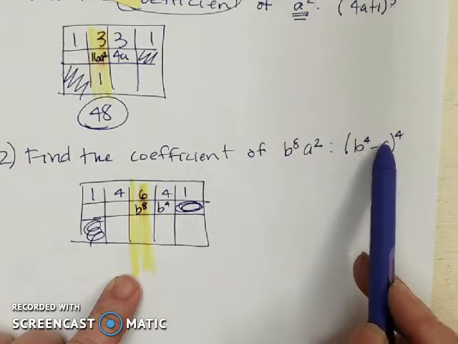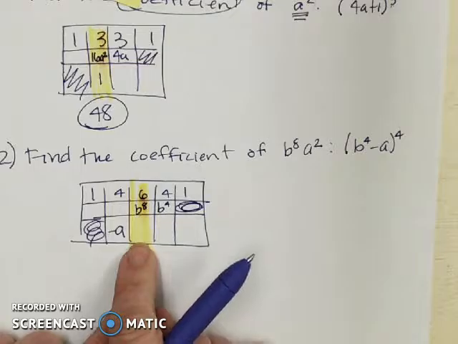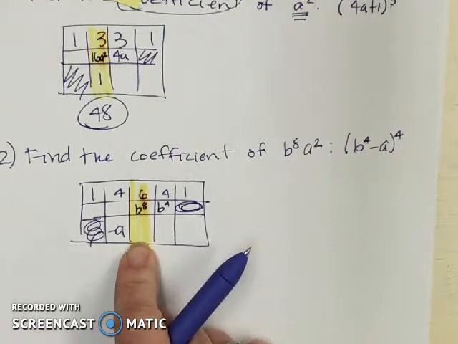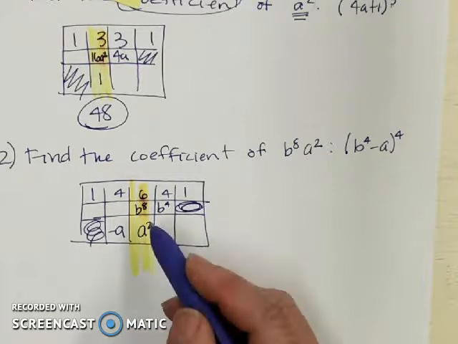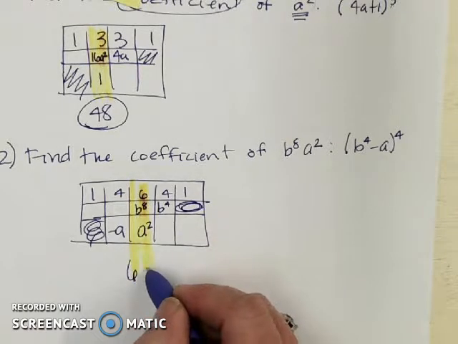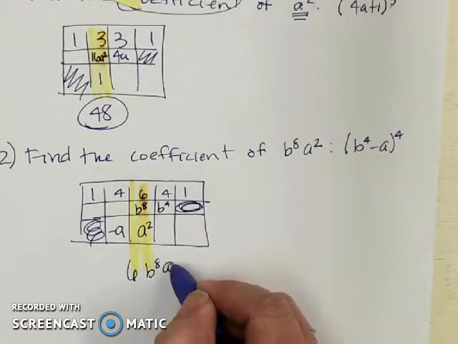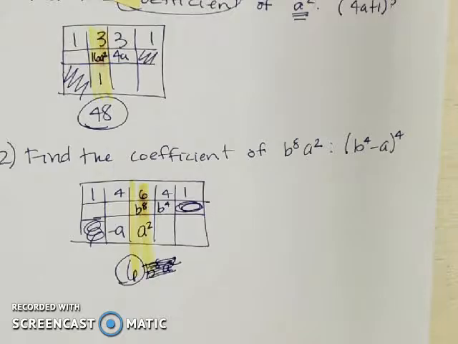Now I'm going to take that negative a, and every time I move forward, I multiply by negative a. So negative a times negative a is a positive a squared. But there are no numbers in here other than the 6. So my coefficient, my term is this. But all I want is the coefficient. So my coefficient is 6. That's all there is to it.